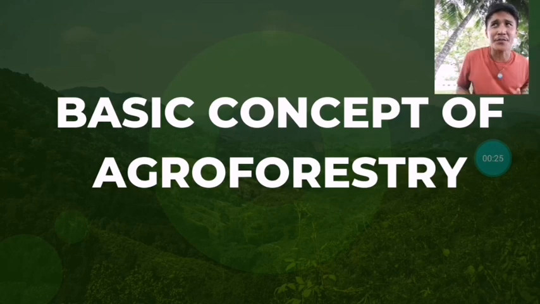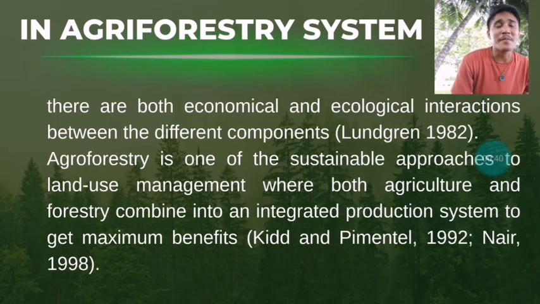So when we talk about agroforestry, it is a land area that has different components: the woody plants, the crops, and also the pastures. So what is the basic concept of agroforestry? In an agroforestry system, there are both economic and ecological interactions between the different components. There are many components.